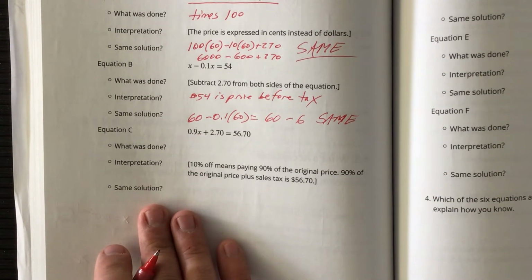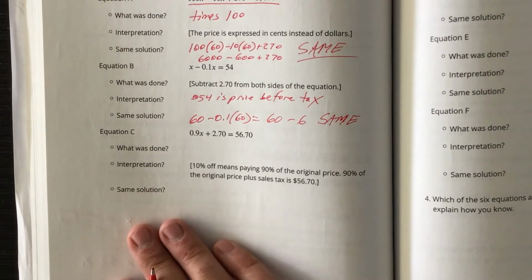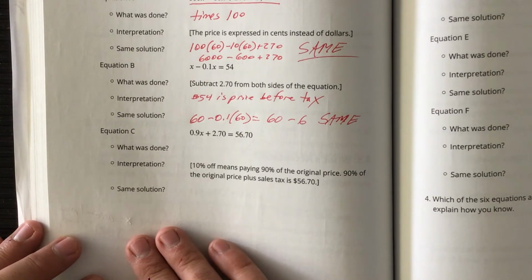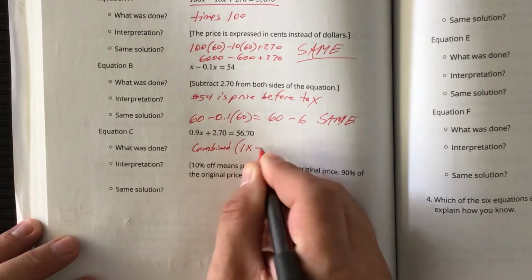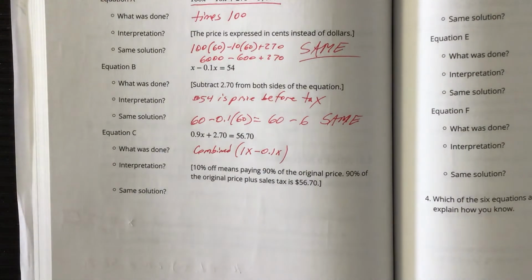Okay, how about the next one? What did we do? How'd they get 0.9? They took away that line one. Yeah, they combined like terms. They combined 1x minus 0.1x. 1 minus 0.1 is 0.9.